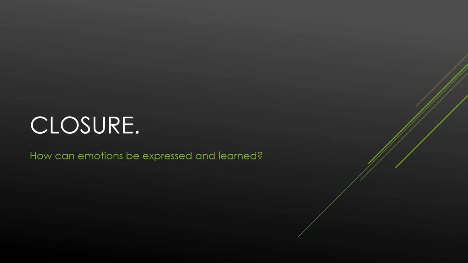All right, so our closure. How can emotions be expressed and learned? Think about the different parts and elements of emotion. Think about how they can be learned, such as the studies on facial expression and how other parts of our lives can play into how we learn emotions, and that'll help you answer your question.